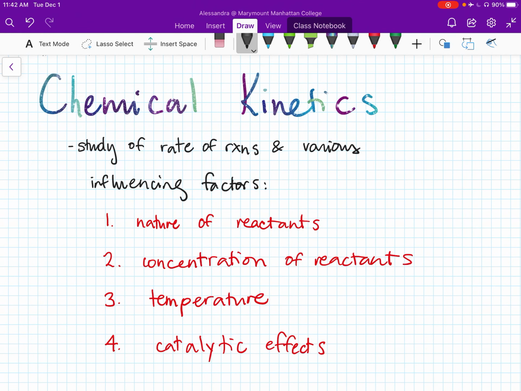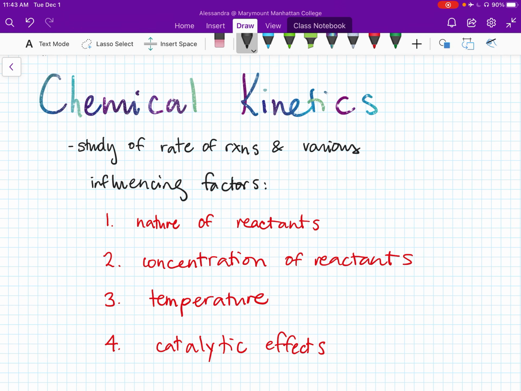So now we're going to begin our study of chemical kinetics. Chemical kinetics is simply the study of how fast reactions go, or reaction rates. It's a study of the rate of reactions and the factors that influence how fast they go. And these factors include four major features.